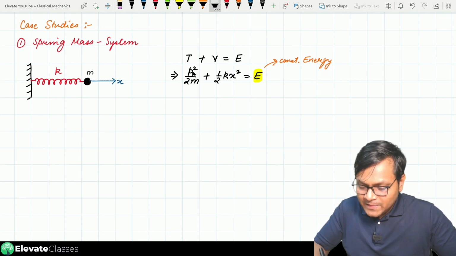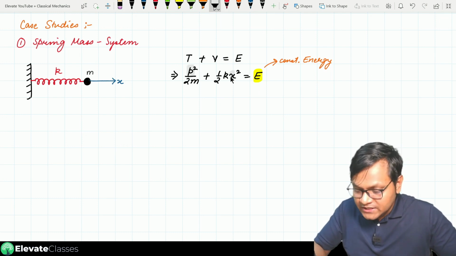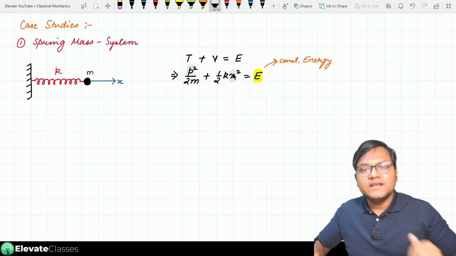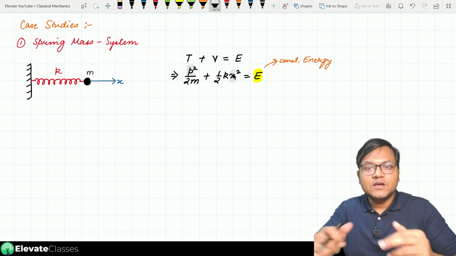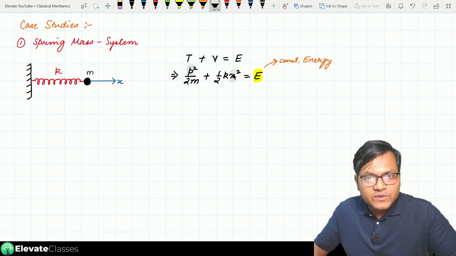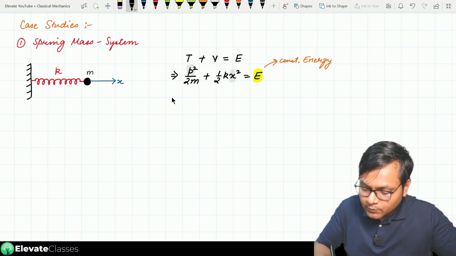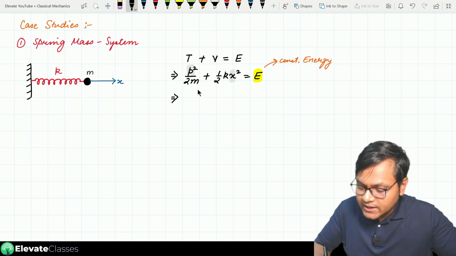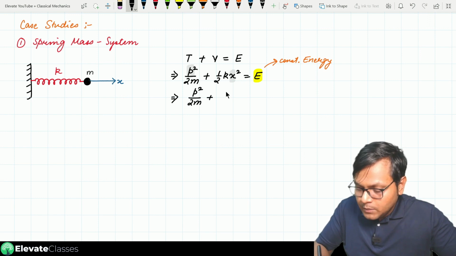Can you see it? You see the momentum here. You see x here. Everything else is a constant. E is a constant. k is a constant. m is a constant. So this is the equation of PST. Let me rearrange it a little bit to show you. So p square upon 2m plus x square upon 2E upon k is equal to 1.